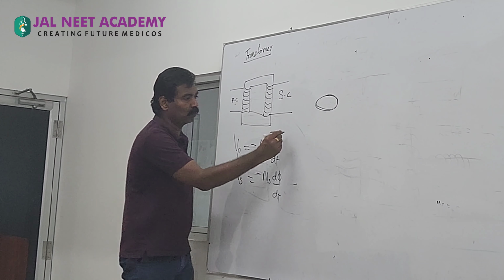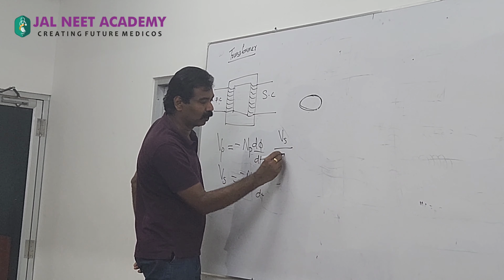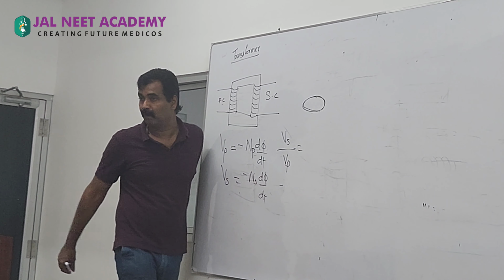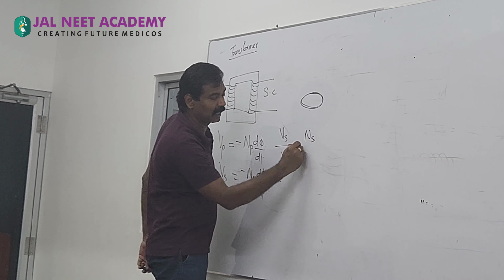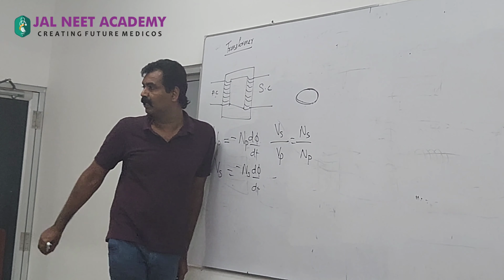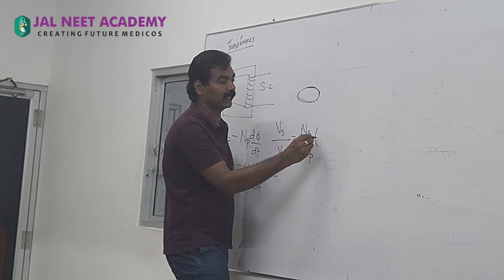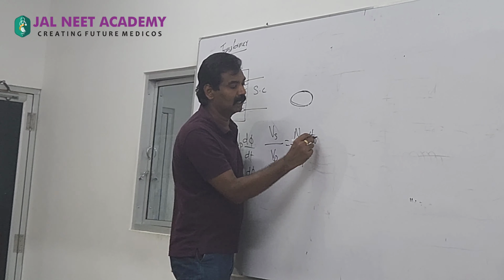So the voltage in the secondary by the voltage in the primary is equal to the number of turns in the secondary by the number of turns in the primary. This ratio is called the transformer ratio.